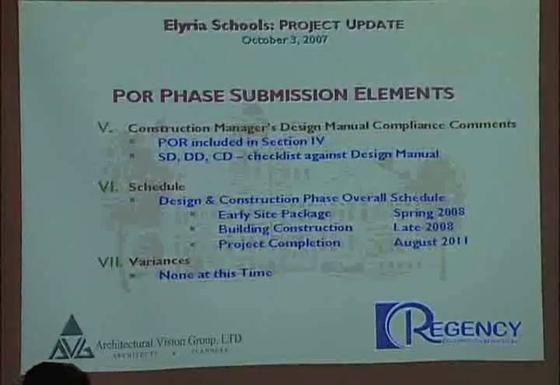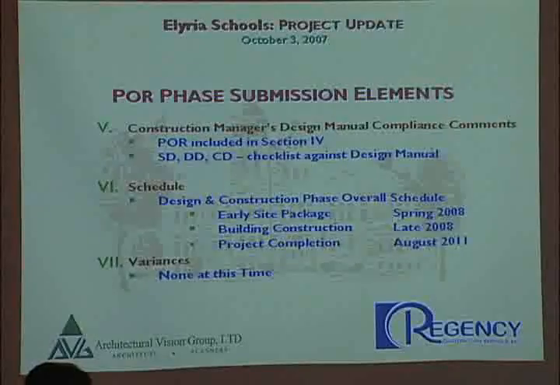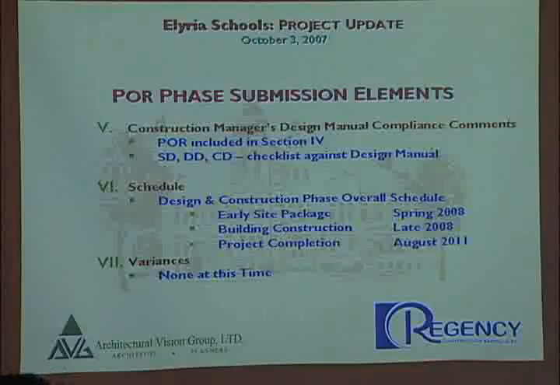Under Section 6, we have a section there for schedule, and today we have the design and construction phase, just an overall schedule which mirrors what John showed previously up on the PowerPoint. We are still looking at an early site package for the main building in the spring of '08. We're looking for building construction to start in late 2008 and the overall project completion of August 2011. And so once again, as we get into further phases of design, this schedule will also start to show a lot more activities.